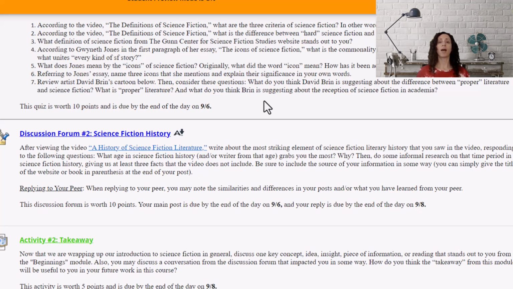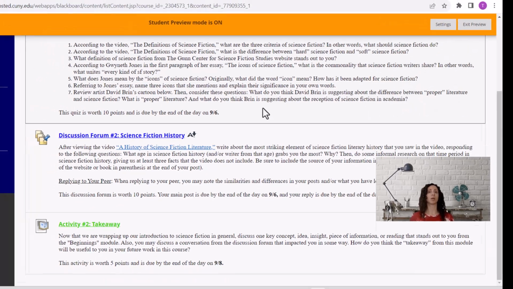Lastly, you have activity number 2, takeaway. Now that we're wrapping up our introduction to science fiction in general, discuss one key concept, idea, insight, piece of information, or reading that stands out to you from the beginnings module. Also, you may discuss a conversation from the discussion forum that impacted you in some way. How do you think the takeaway from this module will be useful to you in your future work in this course? This activity is worth 5 points and is due by the end of the day on September 8th.